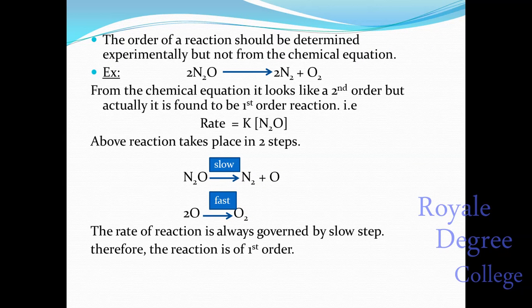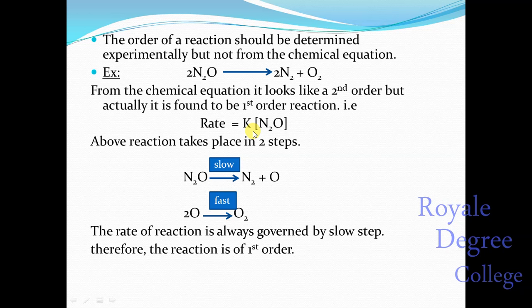The order of a reaction should be determined experimentally but not from the chemical equation. Here you can see the example. See the reaction: 2N2O gives 2 molecules of nitrogen and 1 molecule of oxygen. From the chemical equation, it looks like a second order reaction, but actually it is found to be a first order reaction. That is, rate of the reaction equals K times molar concentration of N2O.